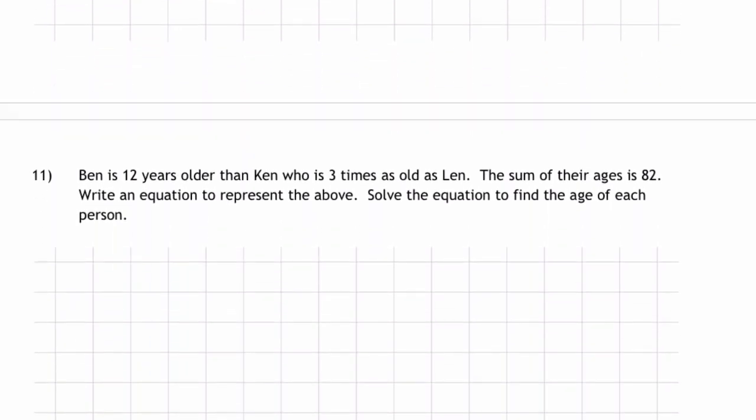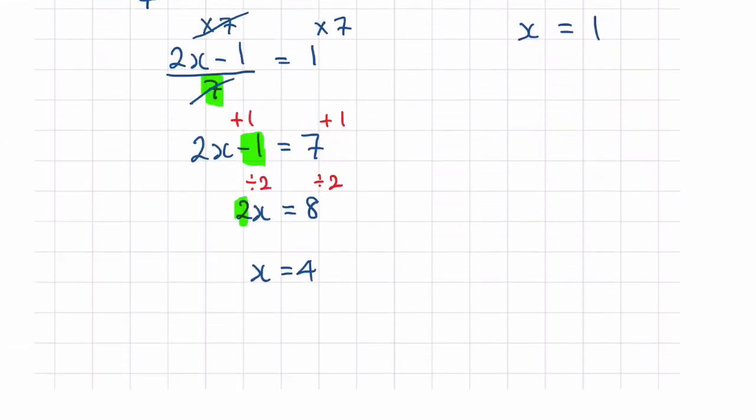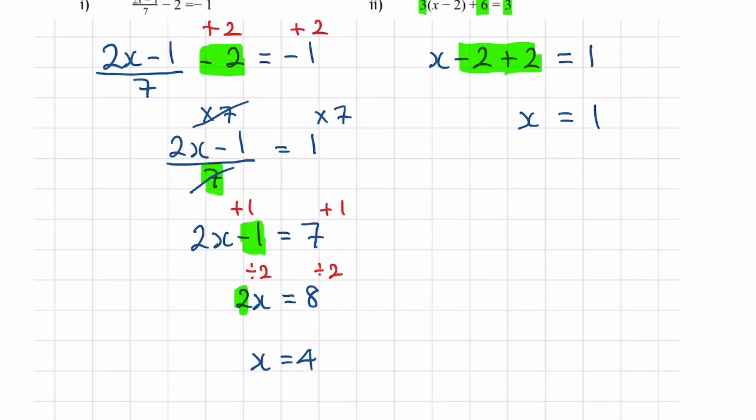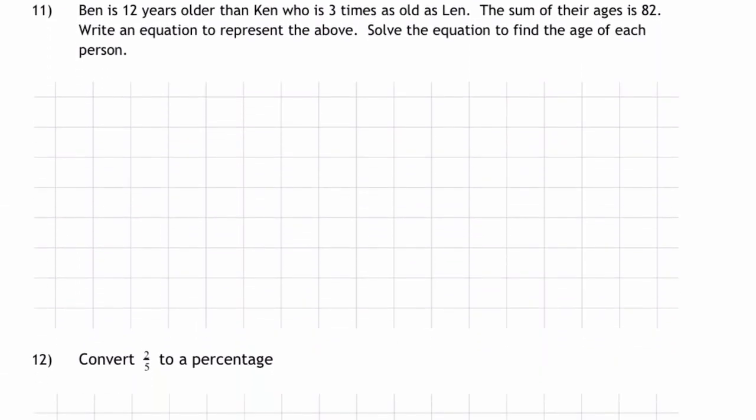Okay, on to the next question. Well, it might be worth pointing out as well, you could solve each of these by using a backtracking method, so that's perfectly valid. On to question 11, and we've got one of these Ben, Ken and Len type questions.